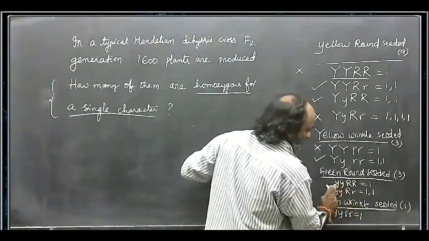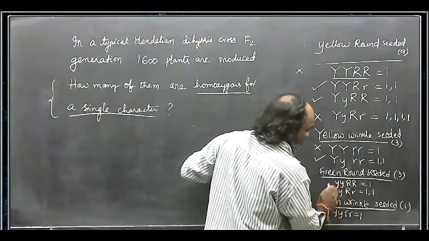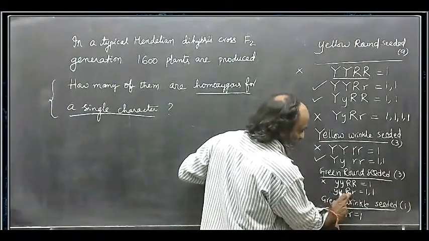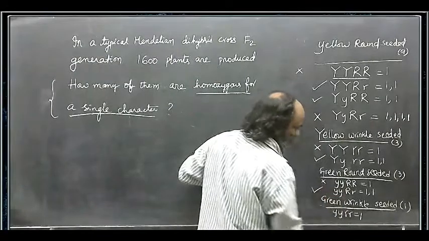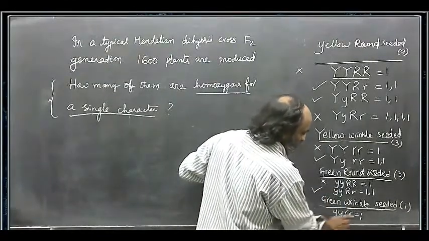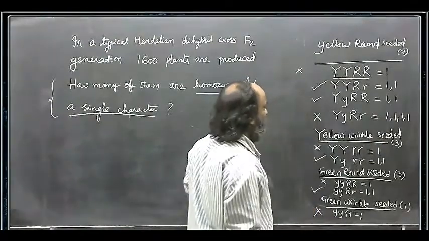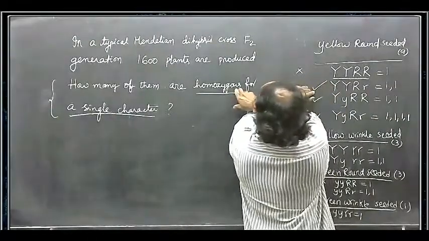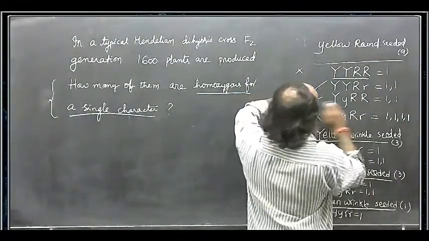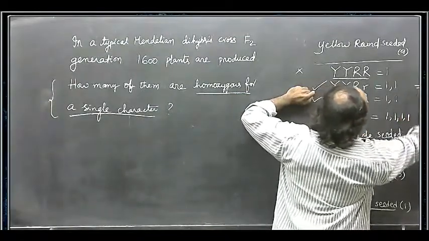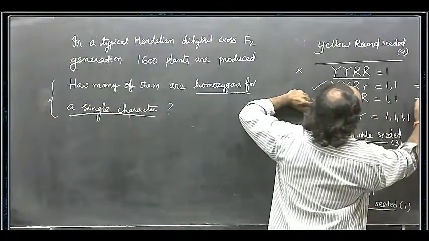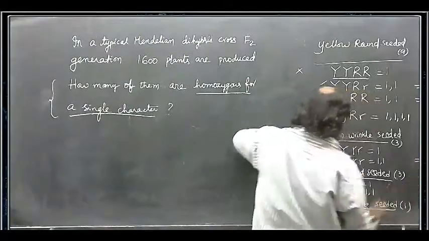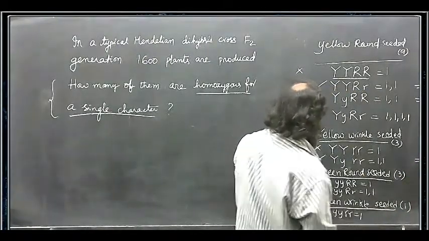Then here it is a double homozygous. Don't take this into account. This is single homozygous. This is heterozygous. This is homozygous. Take this into consideration. This is a double homozygous. This is not taken into consideration. Now count the total number. The number of homozygous condition for a single character: 2 here, 2, 2, and here 2.